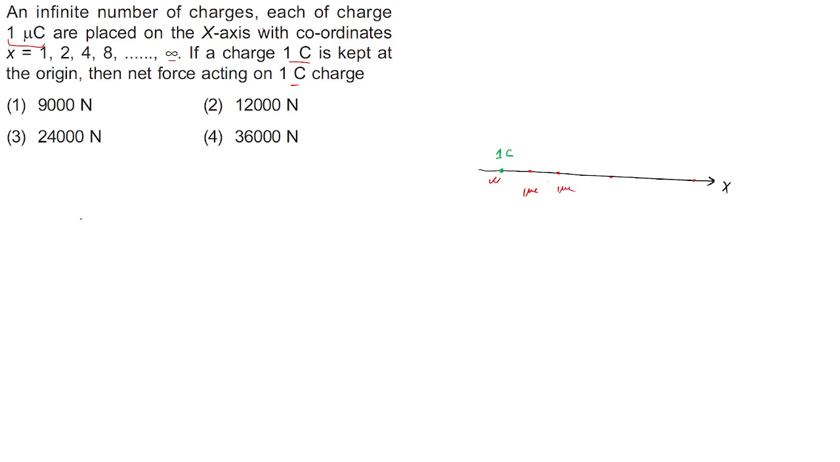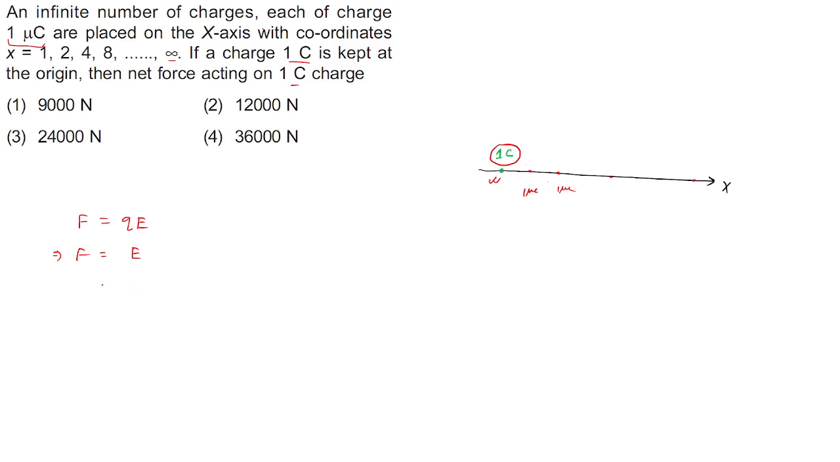Correct. So we know that the force F on a charge q, if the net electric field at that point is E, then F is equal to qE. As the value of the charge is 1 coulomb, the force is nothing but the electric field at that point, right? So basically we have to find the net electric field due to the charges at x equal to 1, 2, 4, 8 and so on up to infinity.